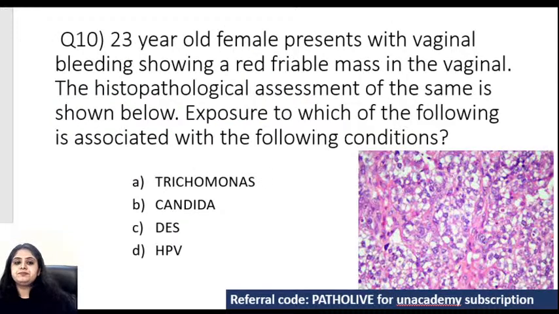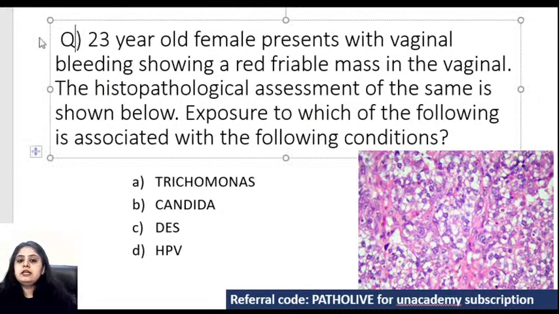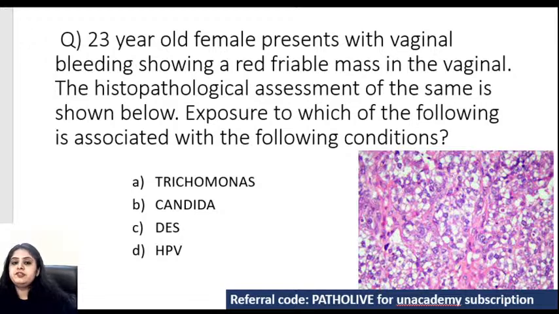Coming to the next one. Okay, so there's a 23-year-old female who presents with vaginal bleeding showing a red friable mass in the vaginal wall. The histological assessment of the same has been shown to you, and exposure to which of the following would be associated with this?